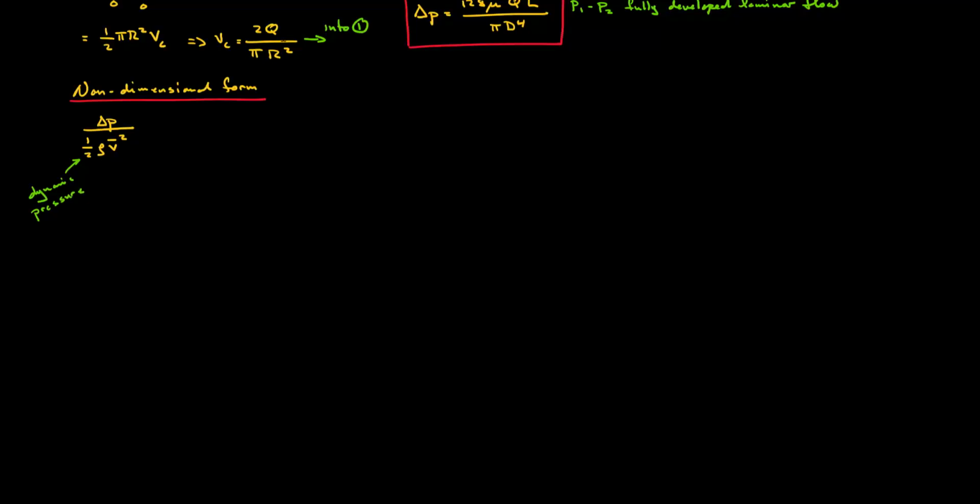And we can find this average velocity v as Q over A. So, if we want to express our delta P in non-dimensional form, we will take our equation 2 over here and divide it by the dynamic pressure. And what we find is that we get a result of this form.